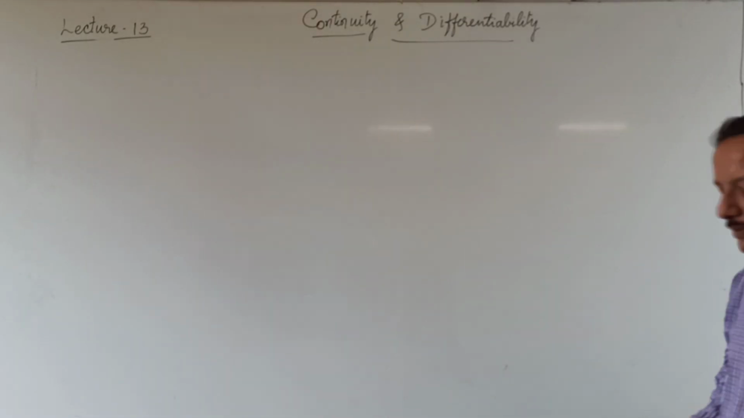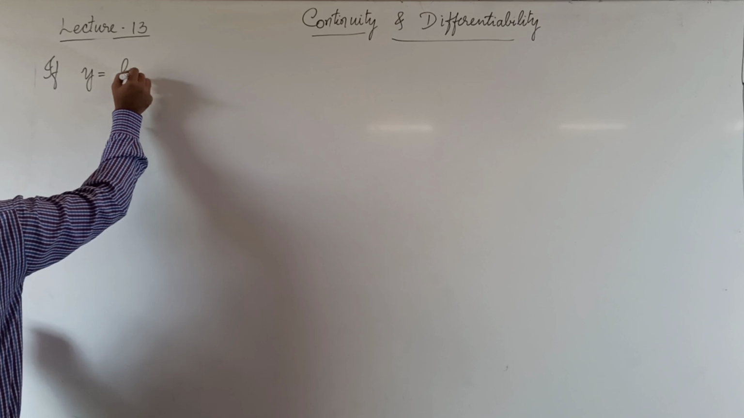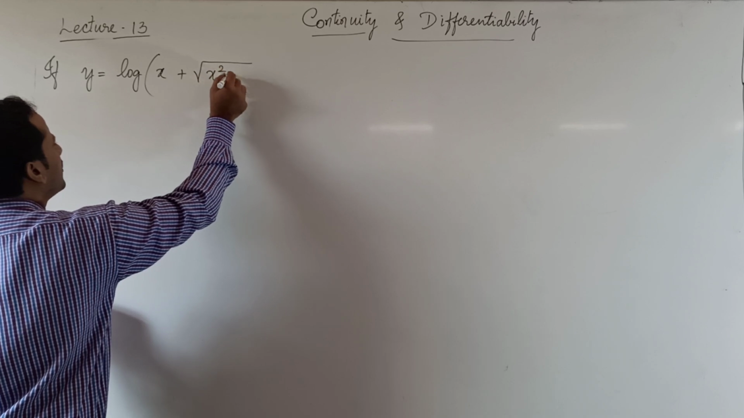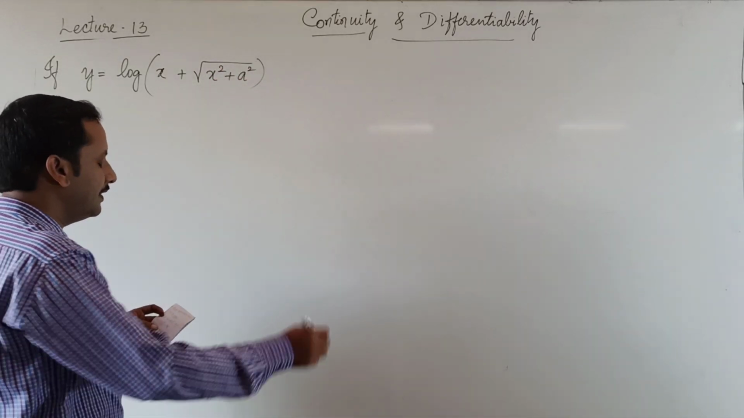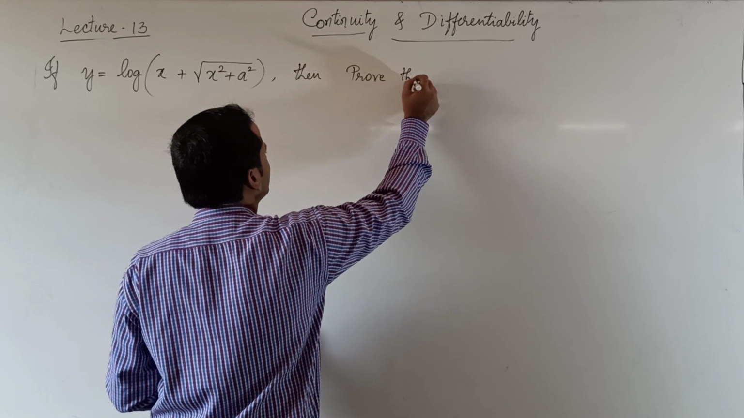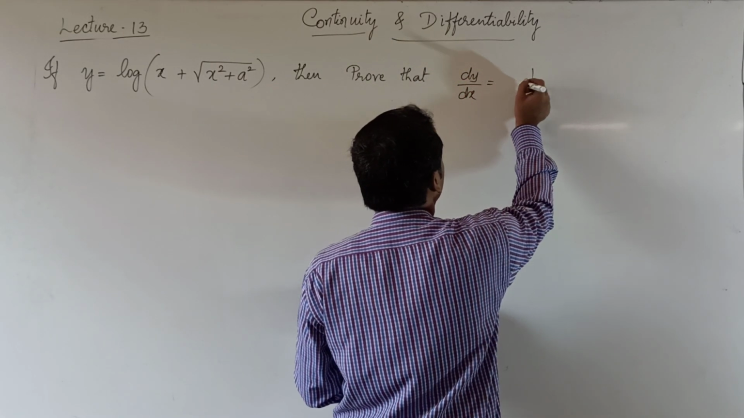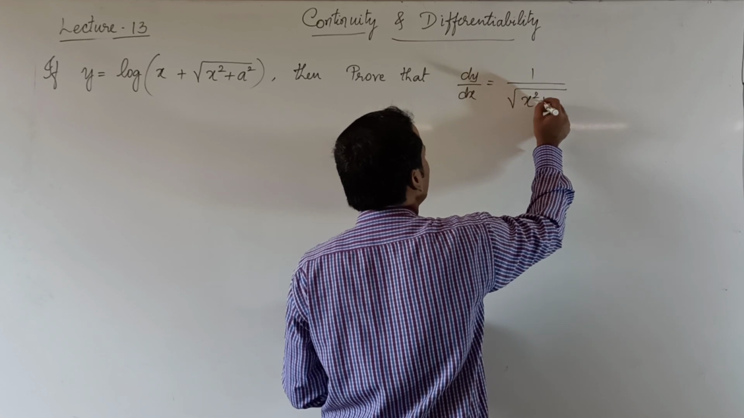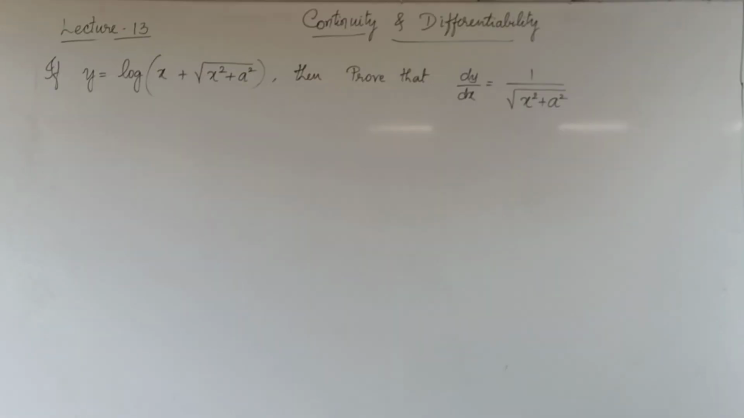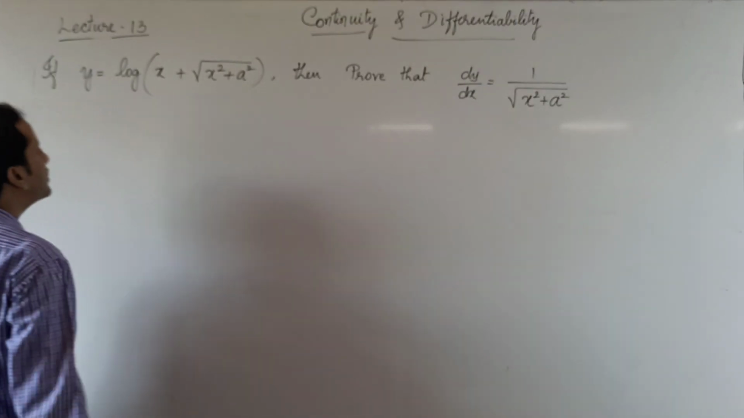If y is equal to log of x plus root of x square plus a square, then prove that dy by dx is equal to 1 by root of x square plus a square.